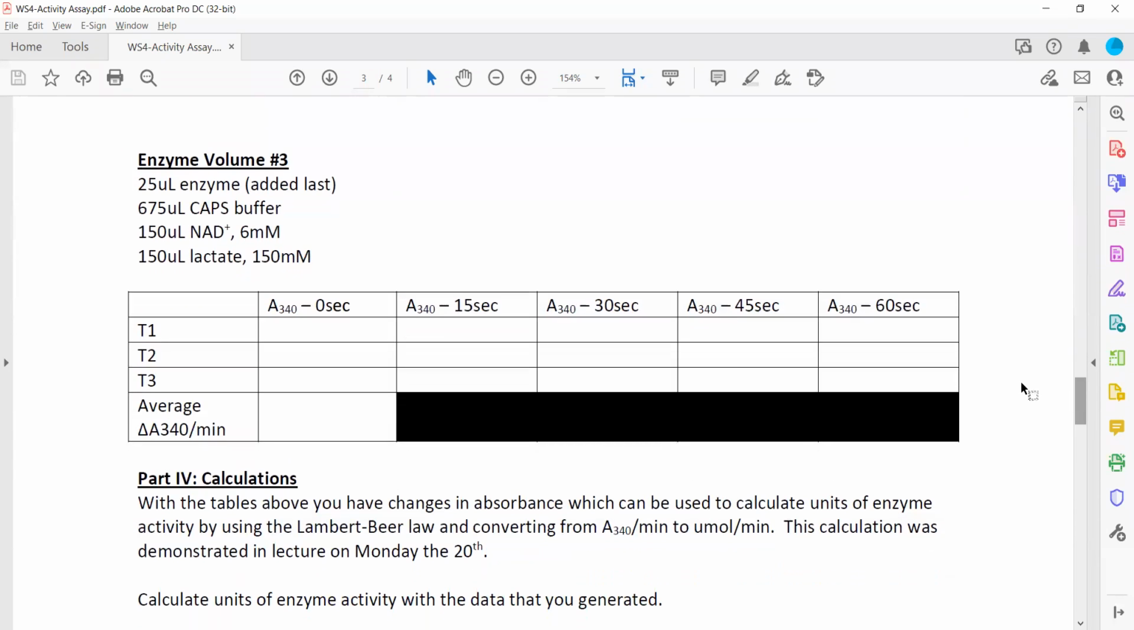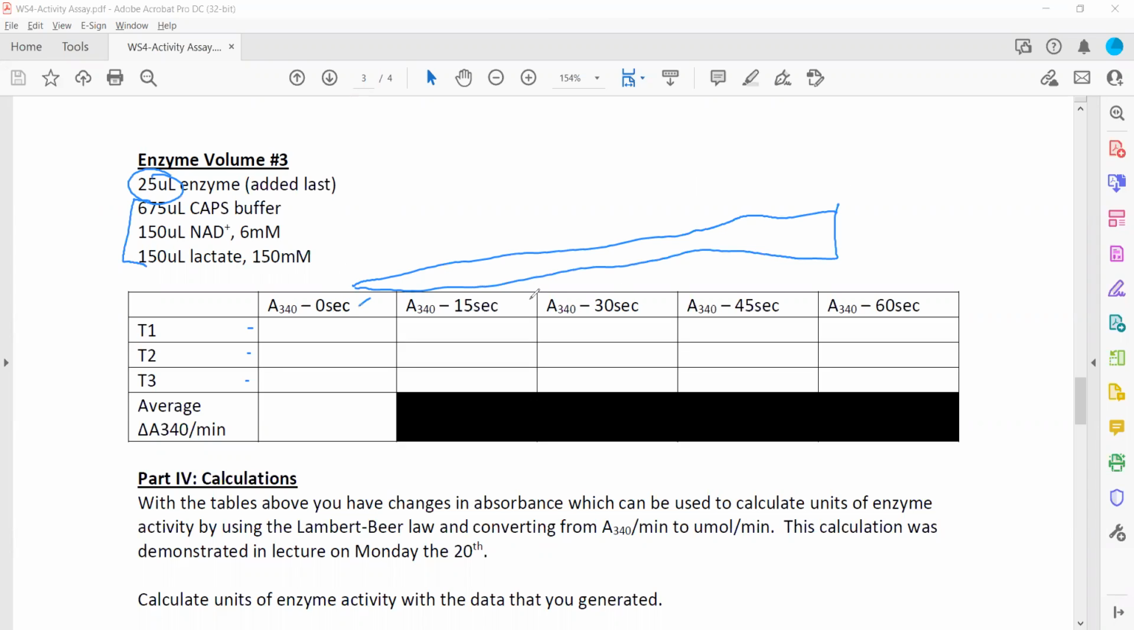The final combination has 675 of the CAPS, 150 of NAD plus, and 150 of lactate. After that's said and done, 25 microliters of the enzyme is added. You'll measure that 3 times, and then you'll see basically how that increases over the course of 60 seconds, measuring at 0, 15, 30, 45, and 60 seconds.